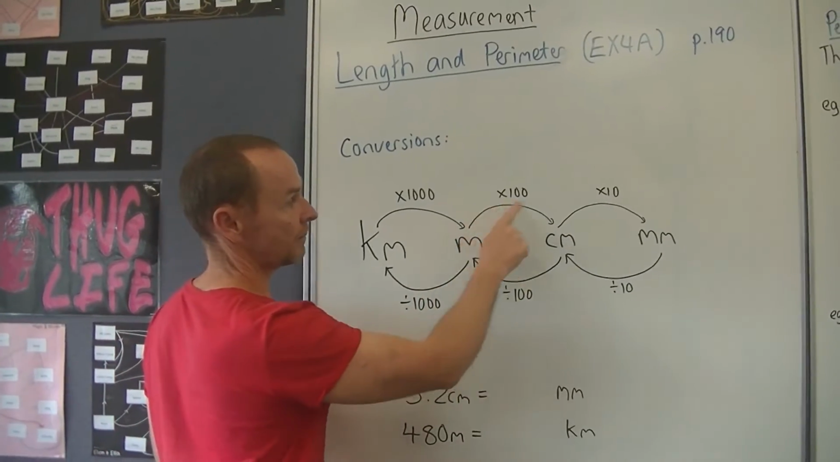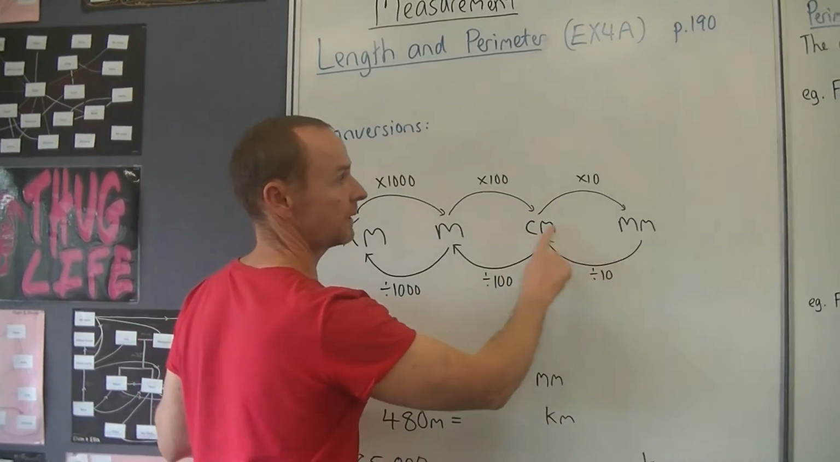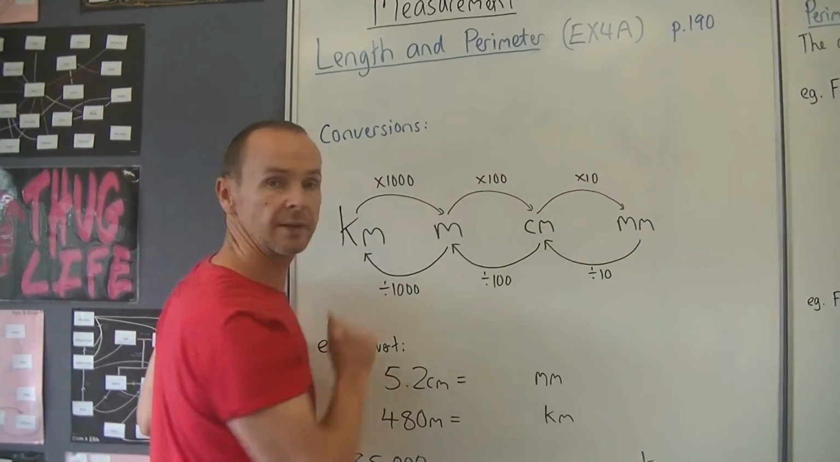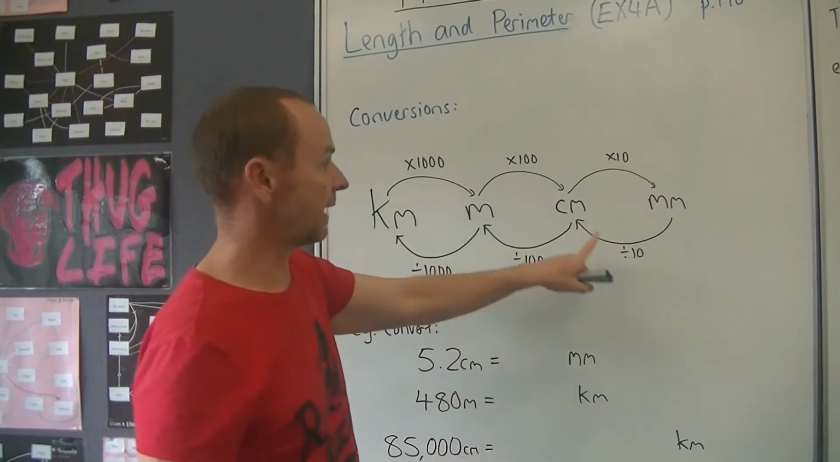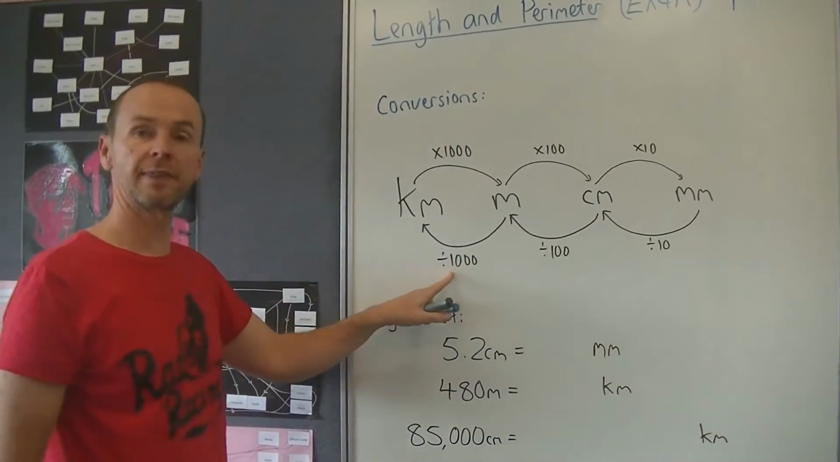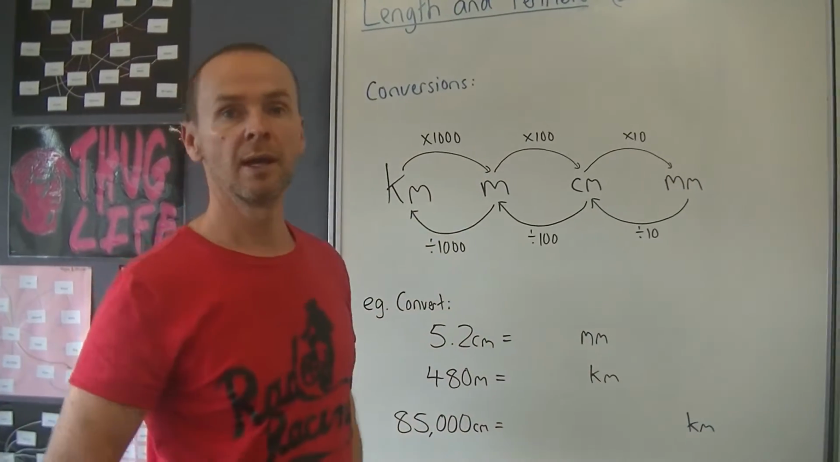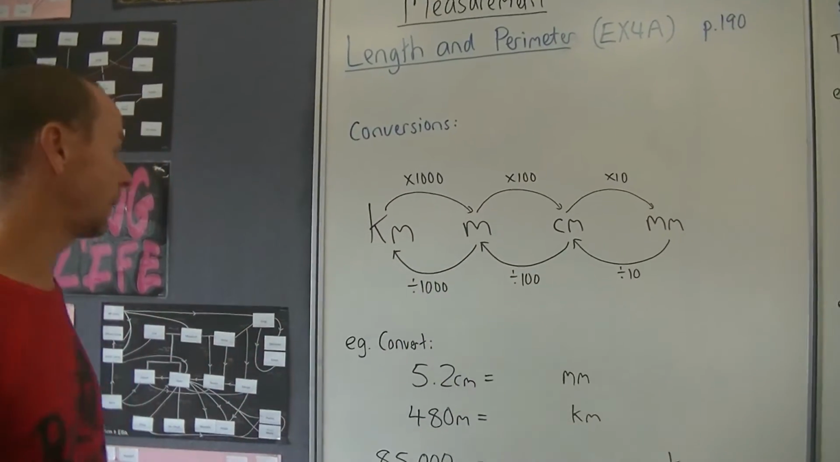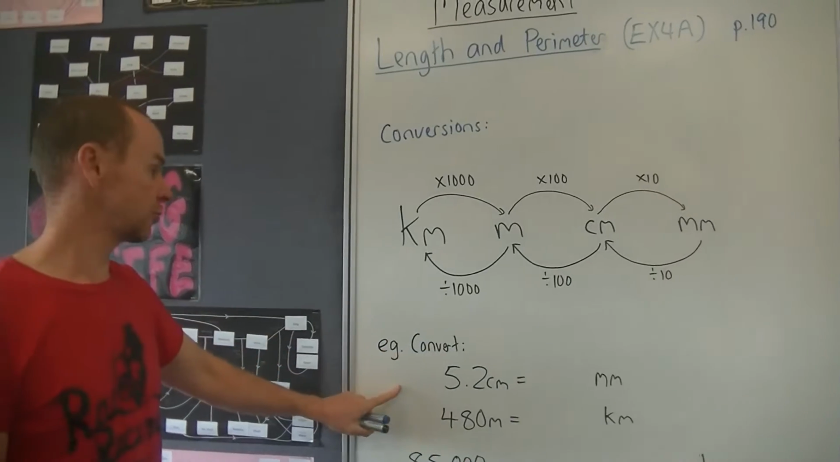Meters to centimeters, you times it by 100. Centimeters to millimeters, you times it by 10, because there's 10 millimeters in a centimeter. And going the other way, it's in reverse. So dividing by 10, dividing by 100, dividing by 1,000. This was from year 7 as well. So hopefully, rings a bell. So let's do a couple of exercises straight away.